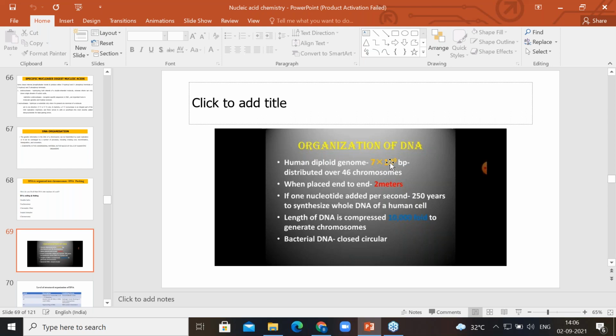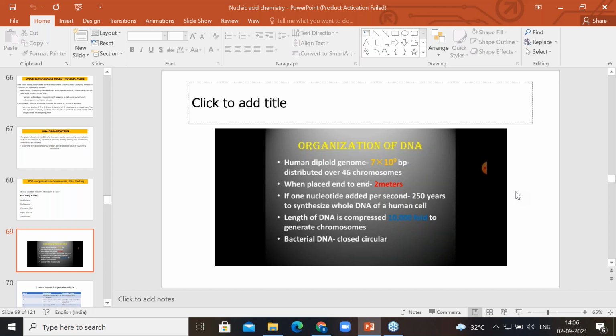See, the organization of DNA: the human diploid genome is 7 into 10 to the power 9 base pairs distributed over 46 chromosomes. There are 23 pairs of chromosomes, which we discussed yesterday also. Of these, 22 are autosomal and the 23rd pair of chromosomes is the sex chromosome. So the human diploid genome will have 7 into 10 to the power 9 base pairs. इतने nucleotides हैं total हमारे सारे chromosomes के अंदर.